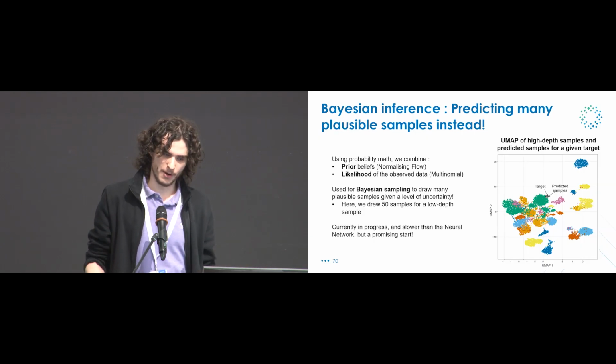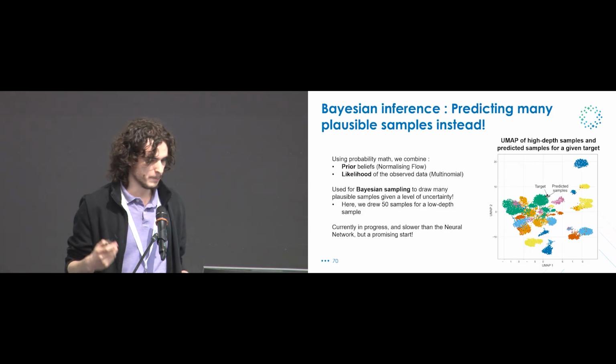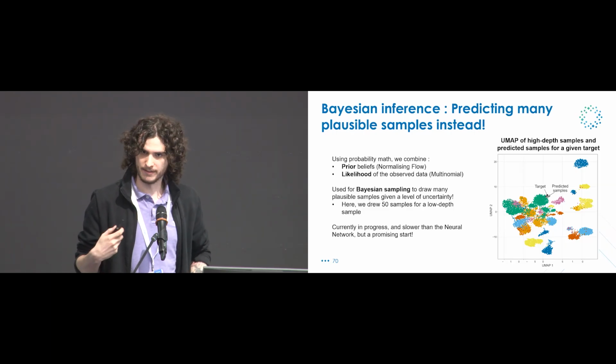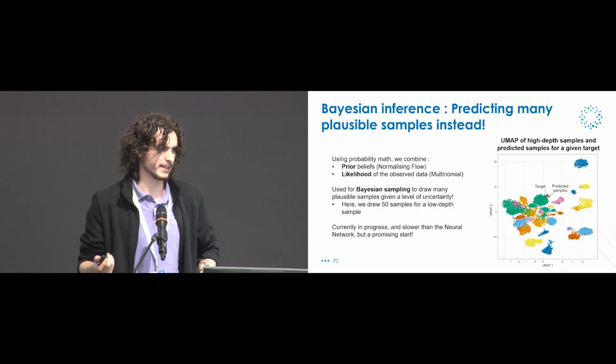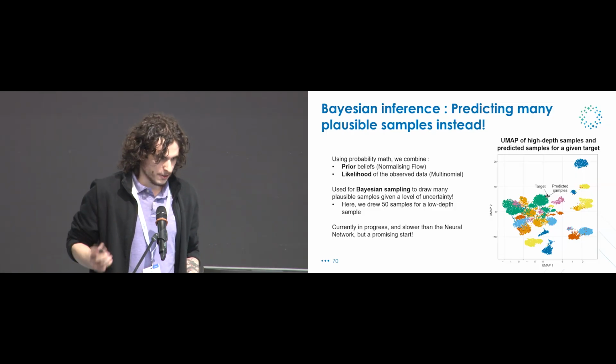It's currently in progress, and the main weakness is that it's slower than a neural network, but it might be able to encode more properly the kind of data we want to get when recovering the sequencing depth.